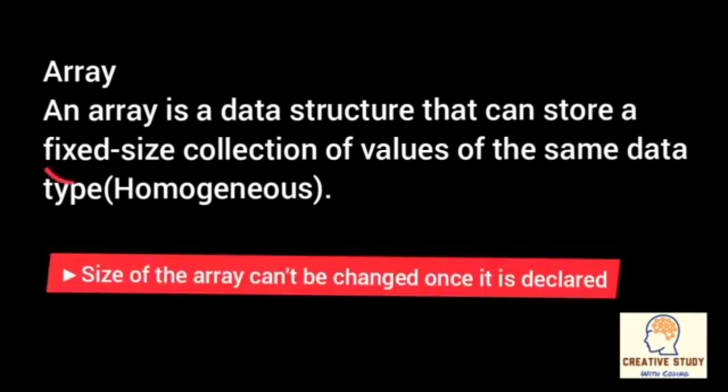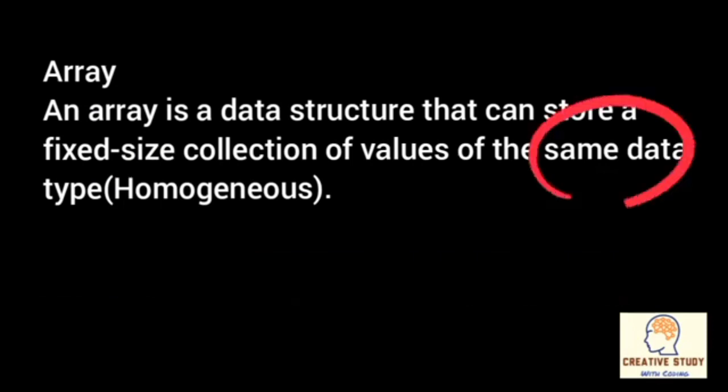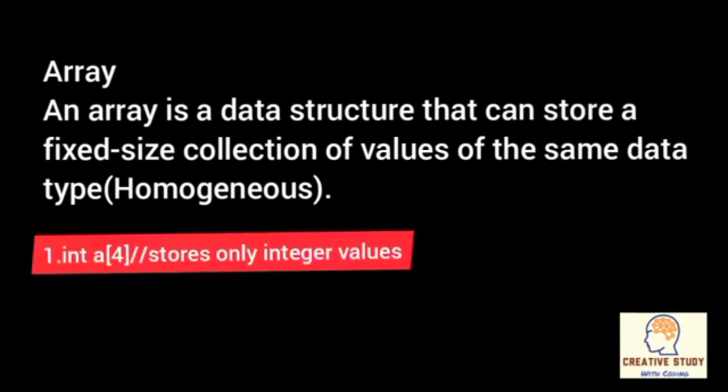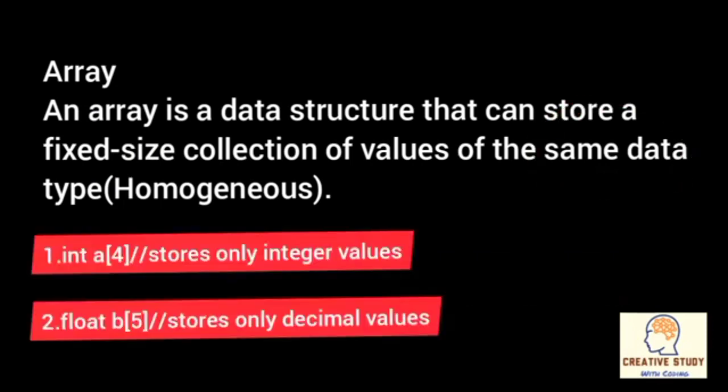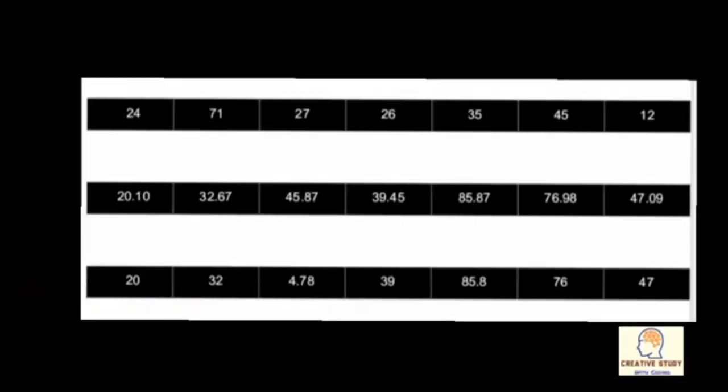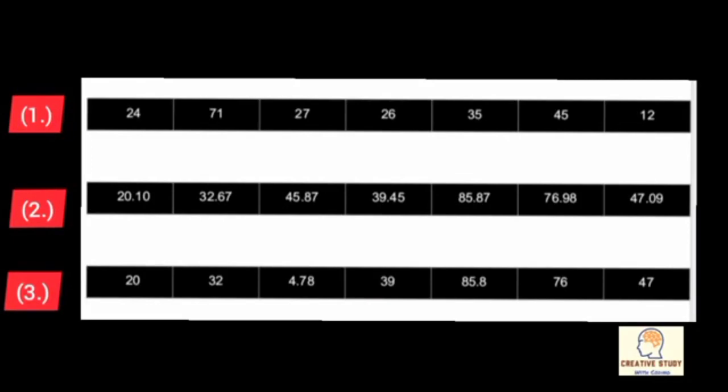Next, it says it is of fixed size, which means once its size is declared, we can't change its size. It stores the same data type, which means if the data type is declared int, it can store integer values. If the data type is declared float, it can store only decimal values. Here you can see the first and second are correct array representations and the third is wrong because it is storing integer and decimal values, as we can store only one data type at a time.